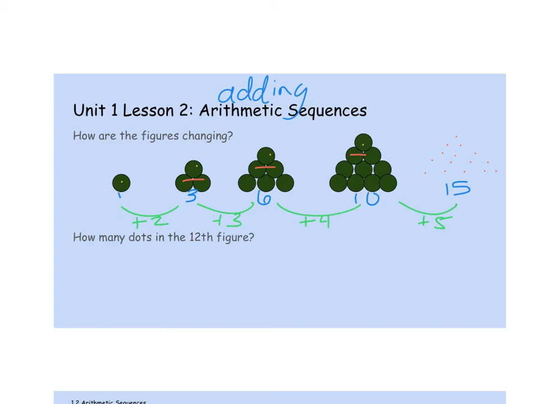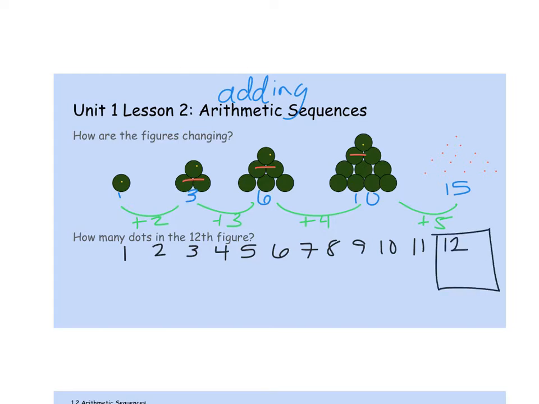So now it's asking how many dots are in the 12th figure? There are a couple of ways you can think about it. You can just count on your hands and go up that way. I like making a table. So I'm going to go the first figure, second, third, fourth, fifth, sixth, 7, 8, 9, 10, 11th figure, and the 12th figure. So we're trying to figure out this one right here, okay? How many dots are going to be in that figure?